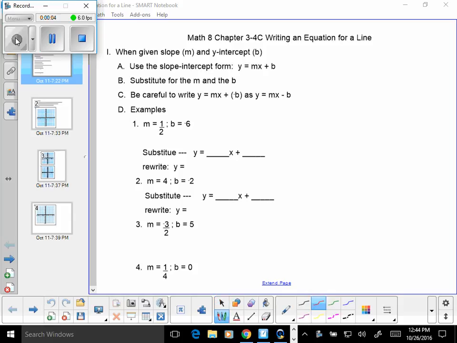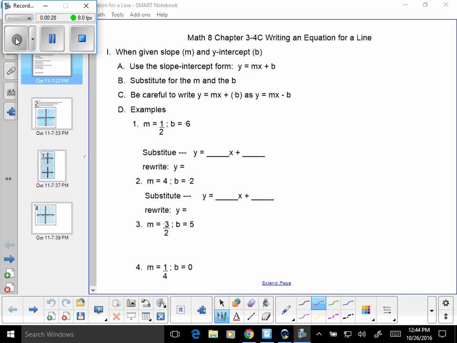All right, 8th graders, welcome back for lesson 3-4C, writing an equation for a line. Now in 3-4A, we found the slope and the intercept from the equation. And in 3-4B, we graphed using that slope and that intercept. What we're going to do today is take that slope and that intercept and write the equation.